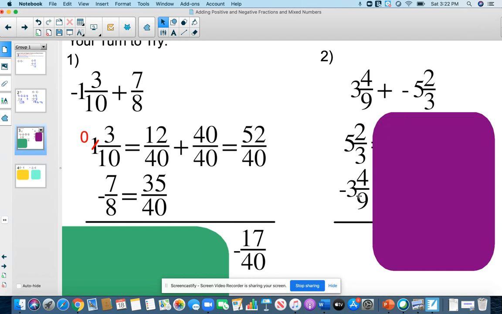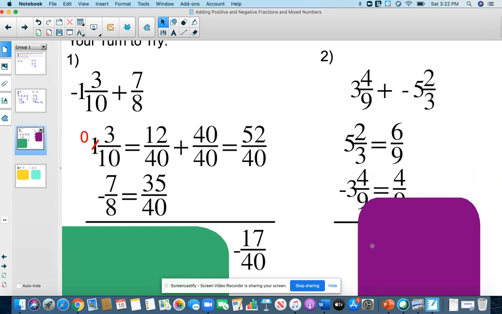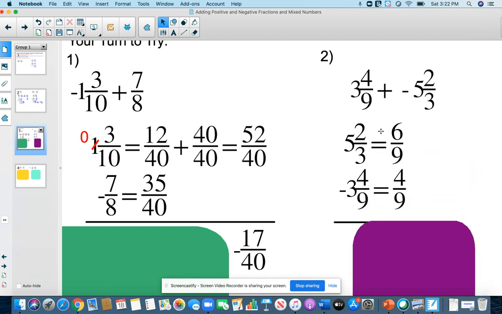They do not have common denominators, and the common denominator that would work for 9 and 3 would be 9. So I'm going to go ahead and find my common denominator for each one. So the 2/3, you multiply by 3 to get to 6/9, which is equivalent. And then my 9 would stay the same because 9 times 1 is 9. So 4 times 1 is 4.